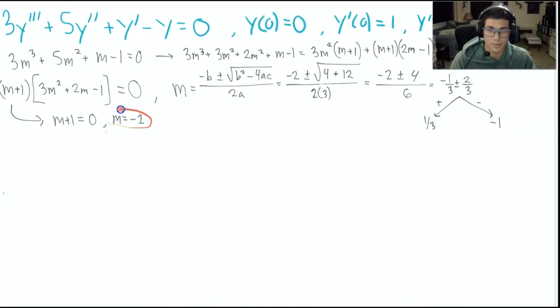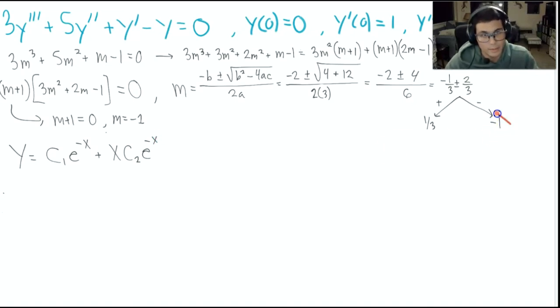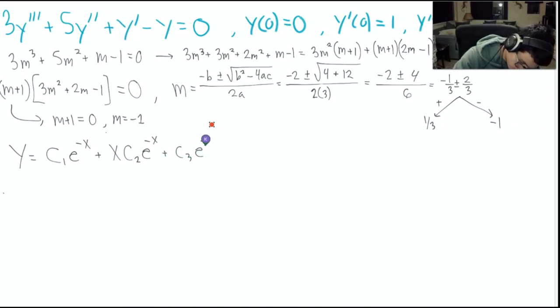So we have a root of negative 1 and a root of negative 1 here. Okay, so our solution is going to be y is equal to c1 e to the negative x plus x c2 e to the negative x. Right, this is negative 1 and this is negative 1. Therefore, we have to account for that multiplicity. And then this will become c3 e to the 1/3 x.